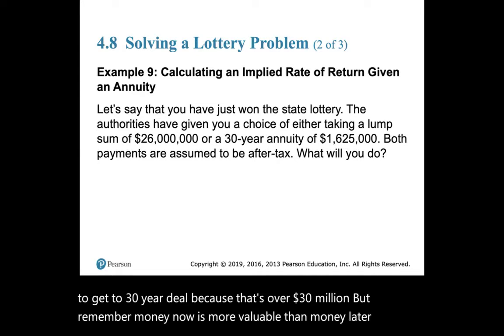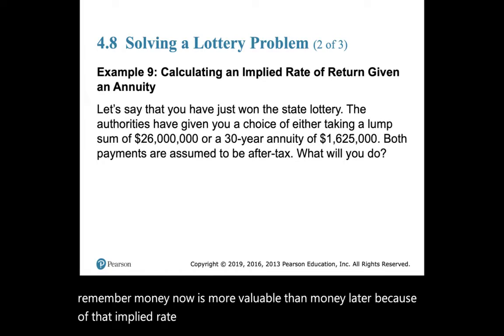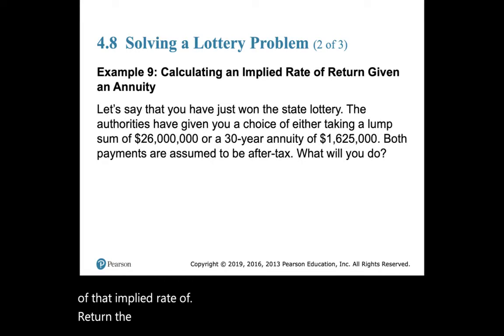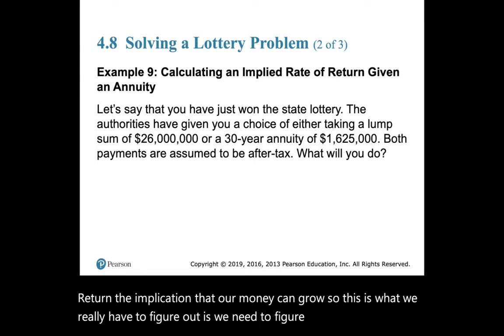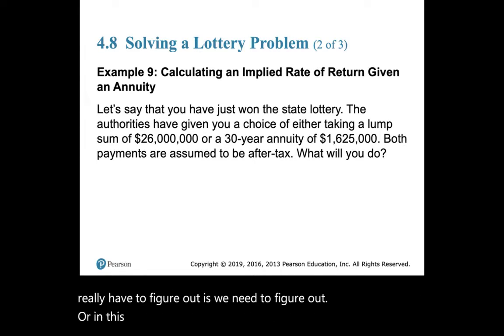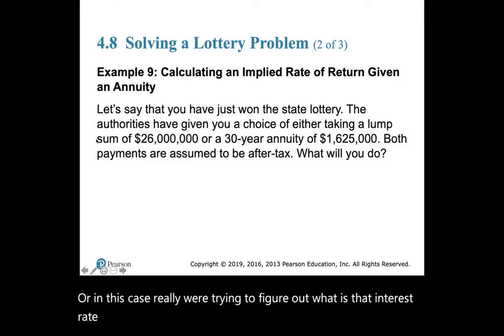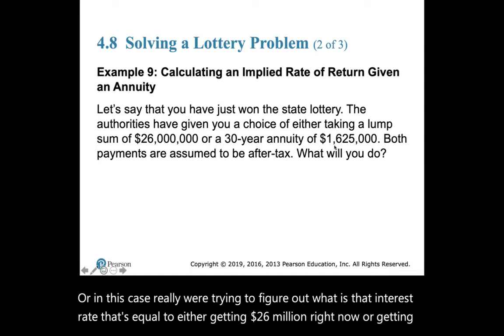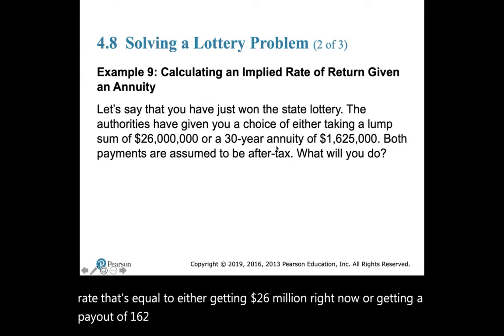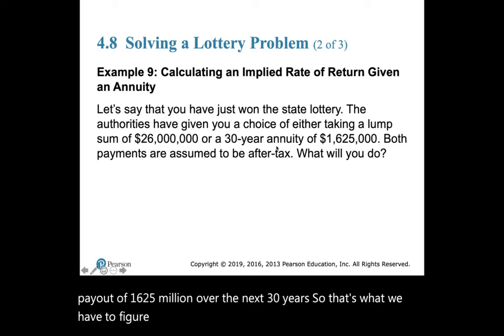Because of that implied rate of return, the implication is that our money can grow. So this is what we really have to figure out: what interest rate is equal to either getting $26 million right now or getting a payout of $1.625 million over the next 30 years. Once we have that rate, we can make the decision based off of it.